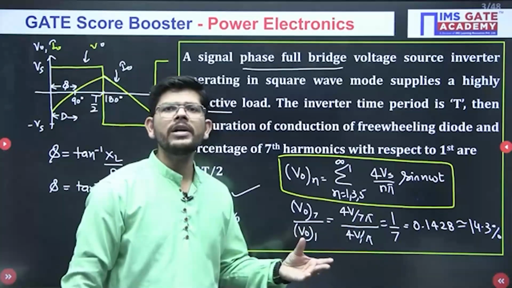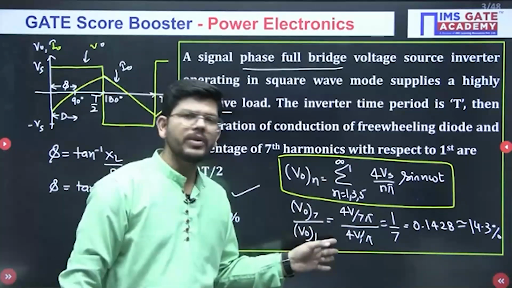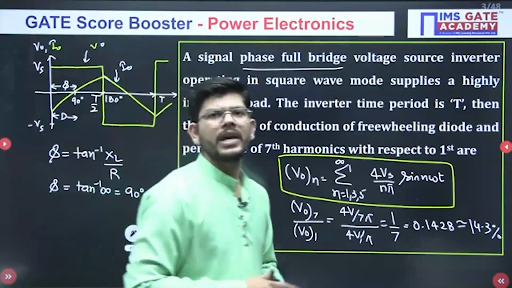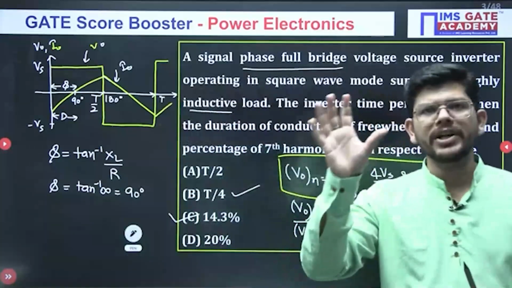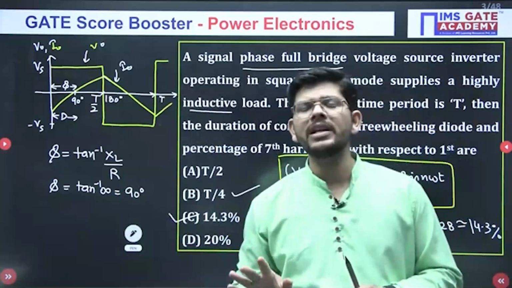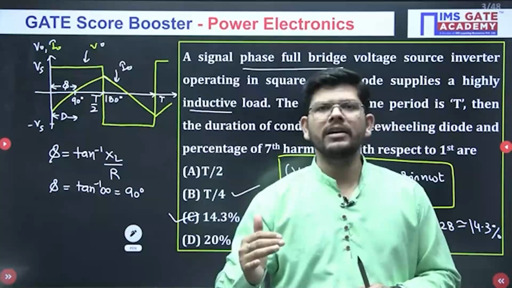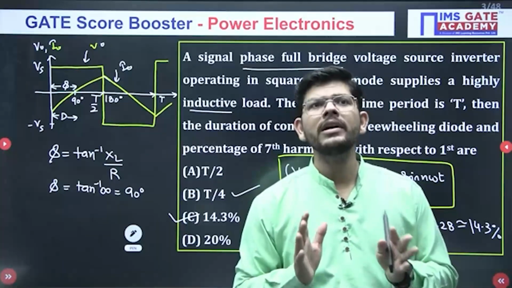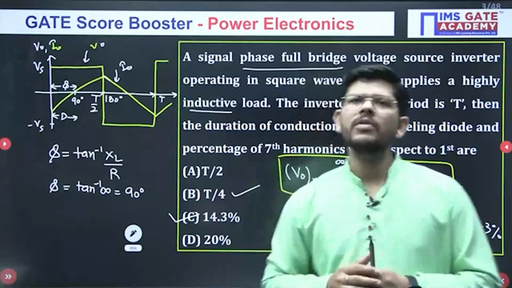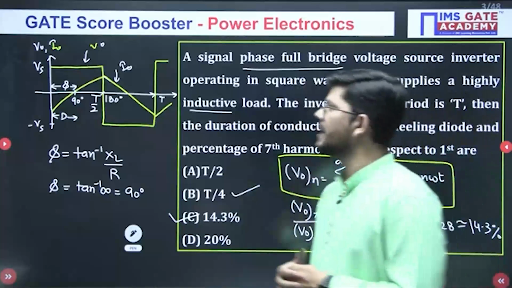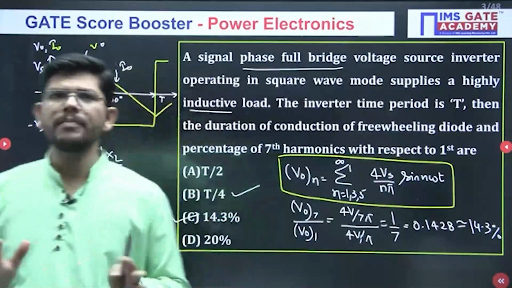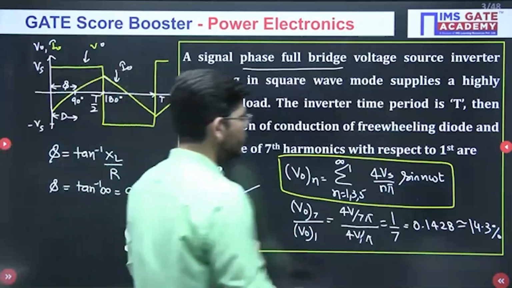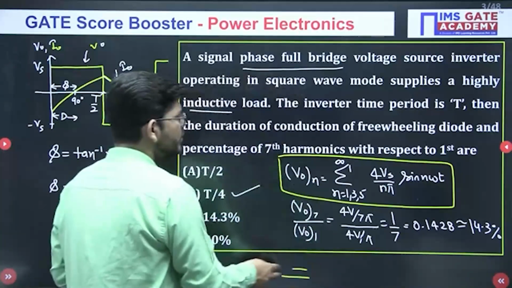So next time onward, you don't have to write the expression. Just remember this fact. If you have to calculate the ratio of a particular harmonic with respect to the fundamental, it will be simply 1 by n. N is the particular harmonic about which we are talking. So this is how you can solve these kinds of questions. And this is very important as well. You may expect this kind of question in the exam. So I hope this is clear to everyone.